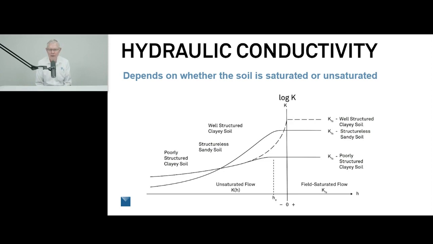Note that the sand with its larger pores drops fastest as pressure decreases, and there's a pressure at which its unsaturated conductivity becomes even lower than that of the clay, even though the saturated conductivity of the sand is higher. Note also that as the pressure decreases, the well-structured clay and the poorly structured clay curves come together. At this point, the pores within the aggregates have all drained, and it's only the pores within the clay itself that are water-filled.